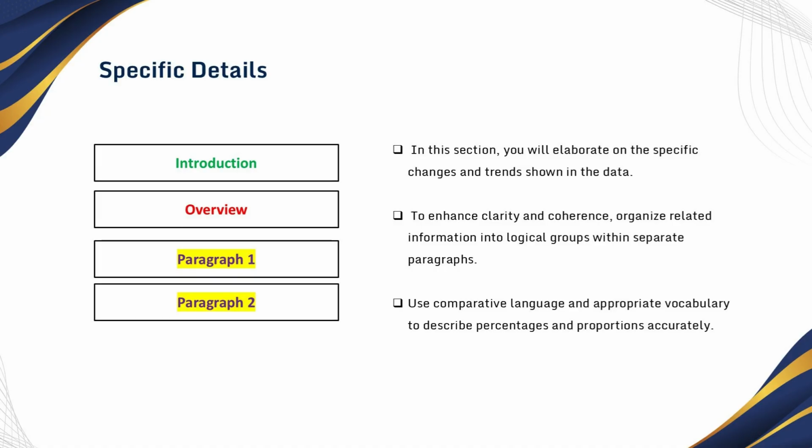And remember, don't repeat the same words over and over. Instead of saying was many times, try represented, constituted, comprised, accounted for. This isn't just about accuracy, it's about showing the examiner you have range. Use comparative language and appropriate vocabulary to describe percentages and proportions accurately. This makes your writing clearer and more accurate.